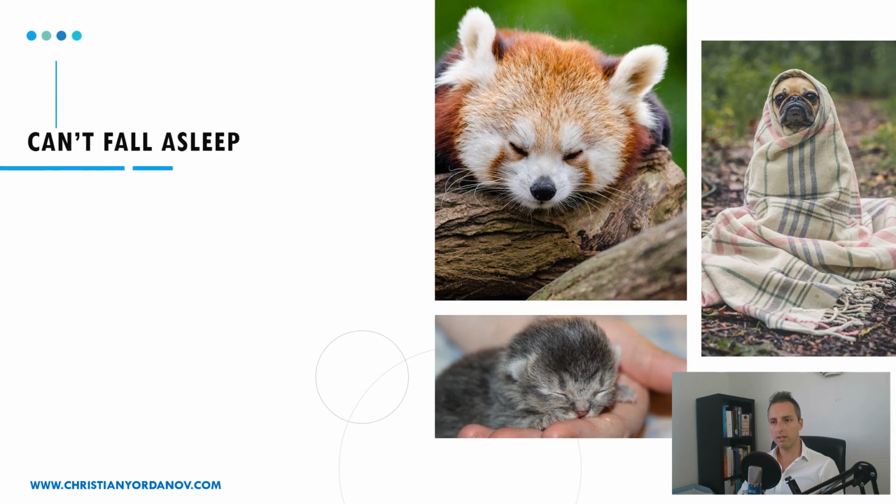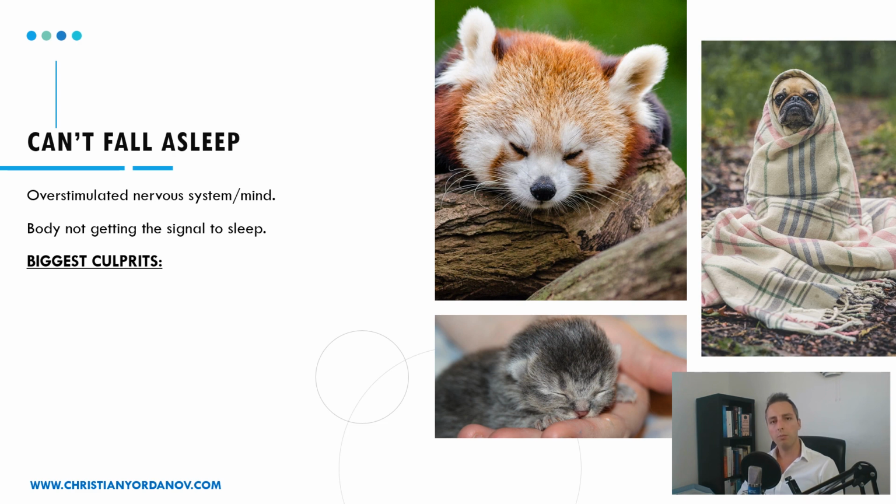But we'll start with the first problem, which many people have, is you cannot fall asleep. So this is usually because your nervous system is overstimulated or your mind is overstimulated. Also, it can be because your body is not getting the signal to sleep. So the biggest culprits here are things like blue light, too much blue light in the evening and not enough during the day.